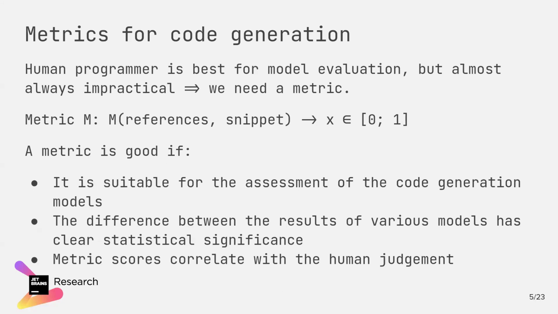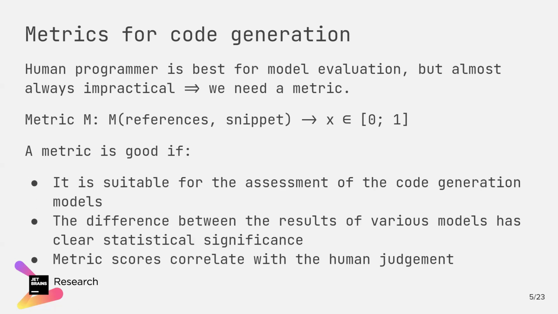So a golden standard of quality is an opinion of an experienced programmer. Unfortunately, this standard is almost always impractical. A typical model has like 30, maybe 50 epochs, and after every epoch, we are doing a validation. So we can't really ask an experienced programmer to grade 30 times 500, which is the typical size of a test dataset, which is 15,000 generated snippets. It's just impossible.